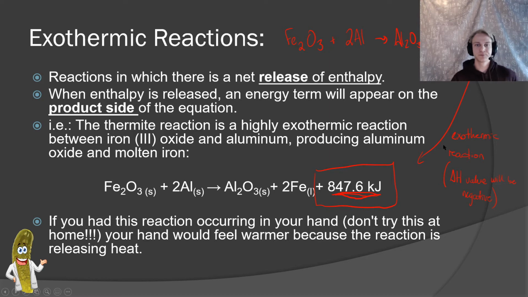So again, this little word equation says the thermite reaction is a highly exothermic reaction between iron 3 oxide and aluminum, producing aluminum oxide and molten iron. Because it's exothermic and releasing energy, we would put this plus 847.6 on the product side, or we could write it as I have written up top here, where you have the equation, and then on the side delta H degree is equal to negative 847. In this particular equation, your hand would get warmer if you were to hold it above the reaction that was happening. Again, it's releasing heat, meaning that heat can travel to you.